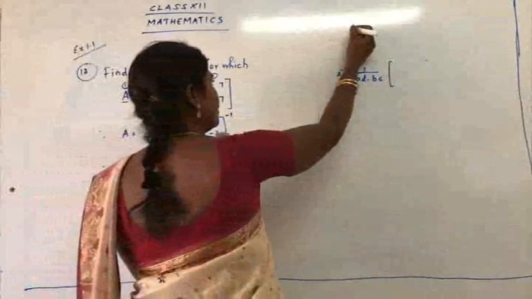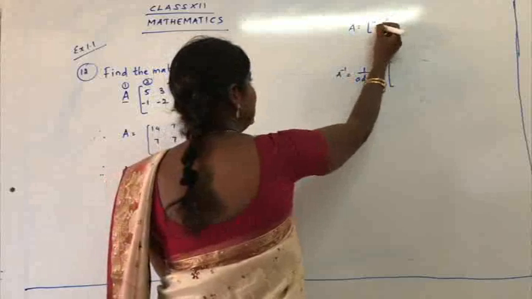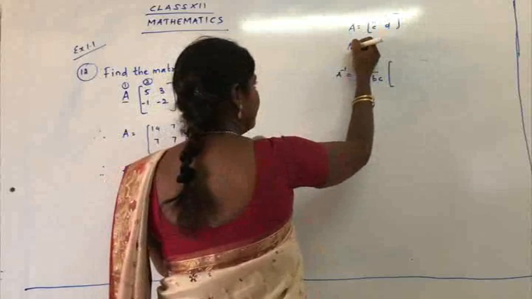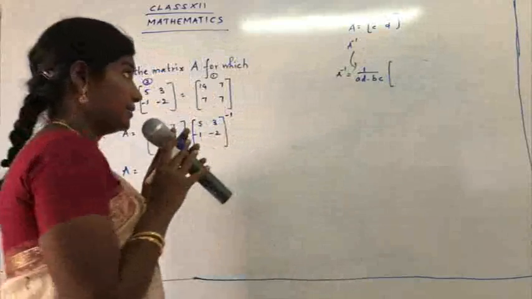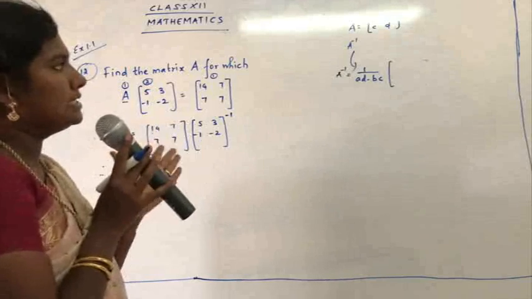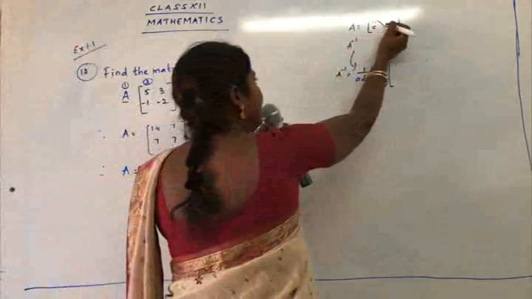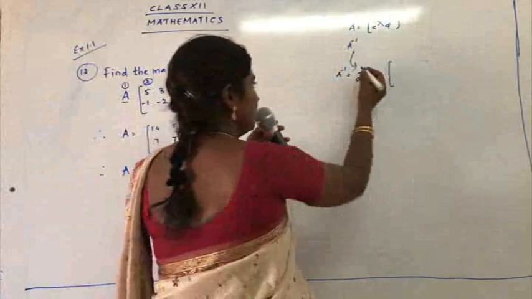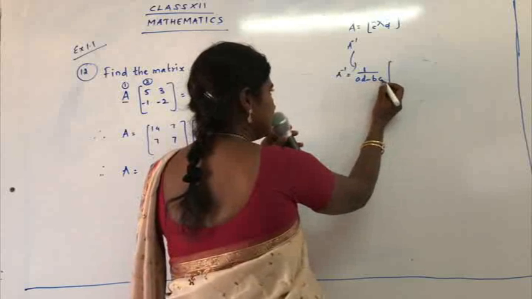I'll just write a matrix over here, okay, children? Suppose A is A, B, C, D. So this is for A inverse, okay? We are getting A inverse from the A matrix. So if the matrix is A, B, C, D, the inverse becomes 1 upon AD minus BC.